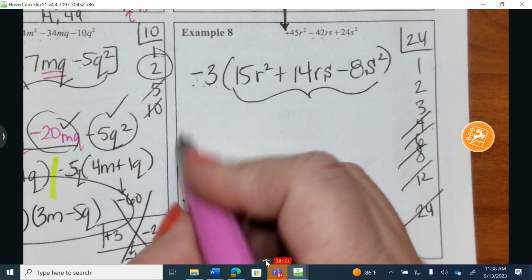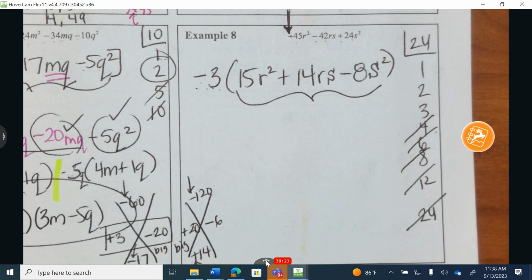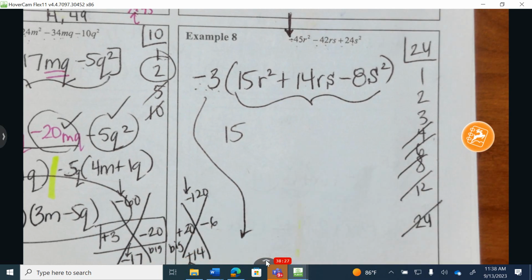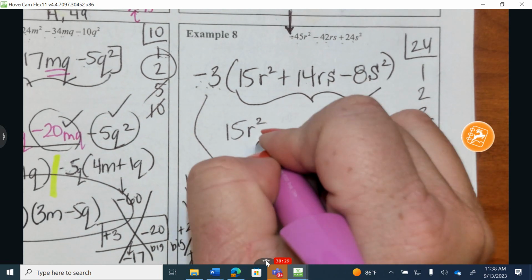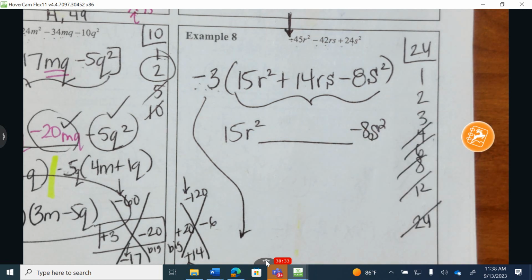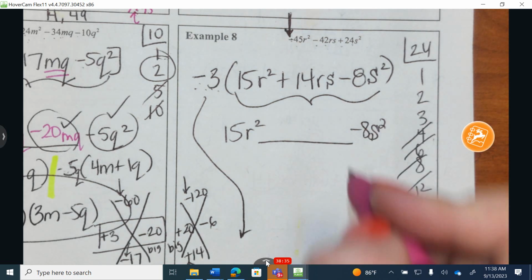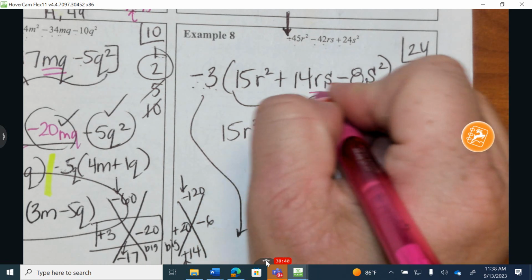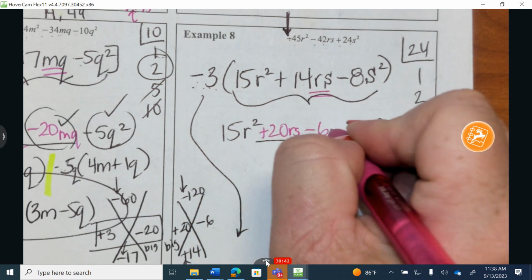The larger number, 20, has to be positive. In this position, I'm going to bring 3 down to the very end. 15r squared, leaving a blank, minus 8s squared. In this open position, I will put a positive 20 and a negative 6. Don't forget to attach an rs to both.